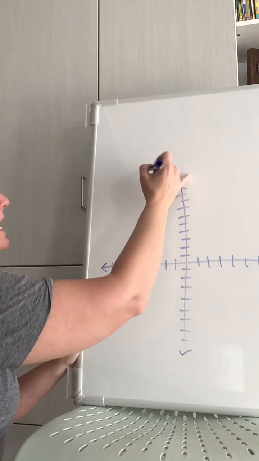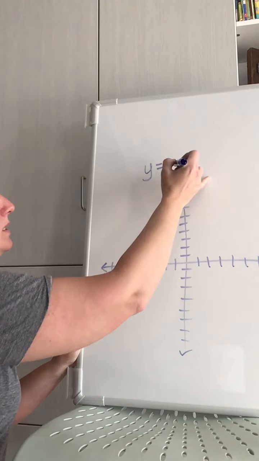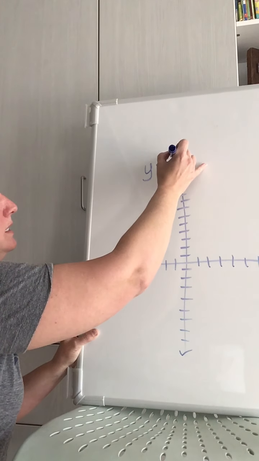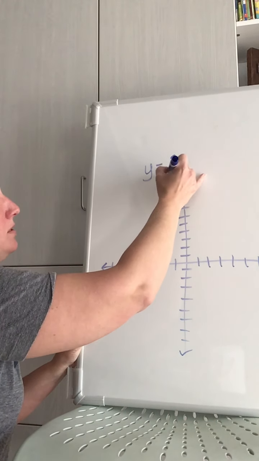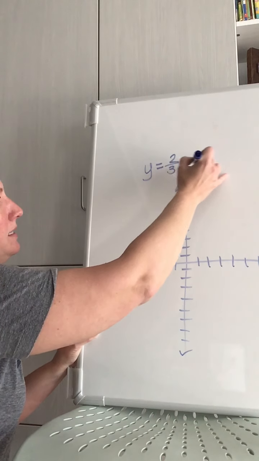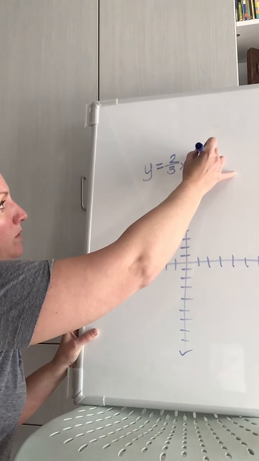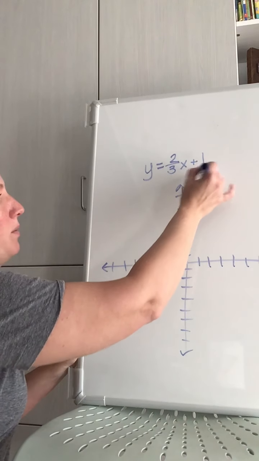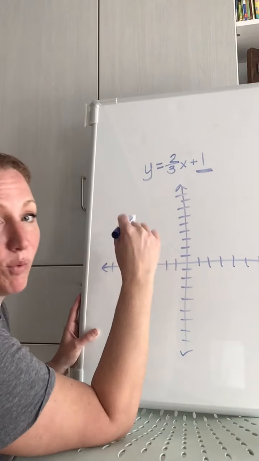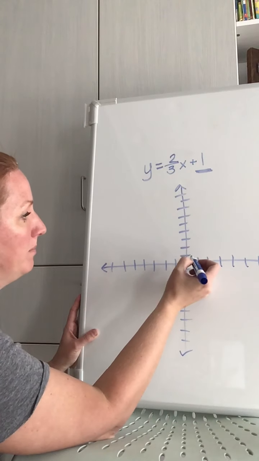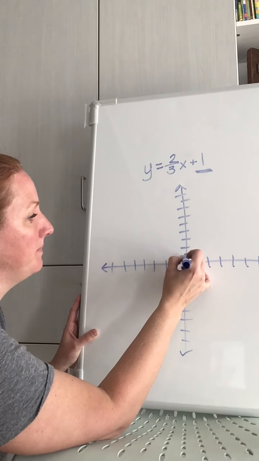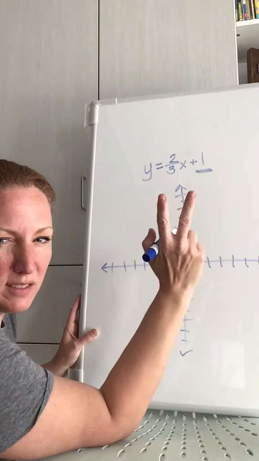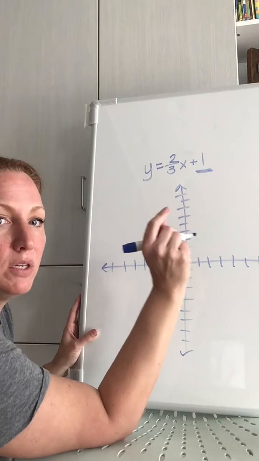Let's say that the line is y equals 2/3 x plus 1. Okay? You always start at the end. So you start with the y-intercept number and you draw a dot right on the y line. So at 1, positive 1, I'm going to put a dot. You only need 2 dots to make a line. You could have more than that, but you only need 2 dots.